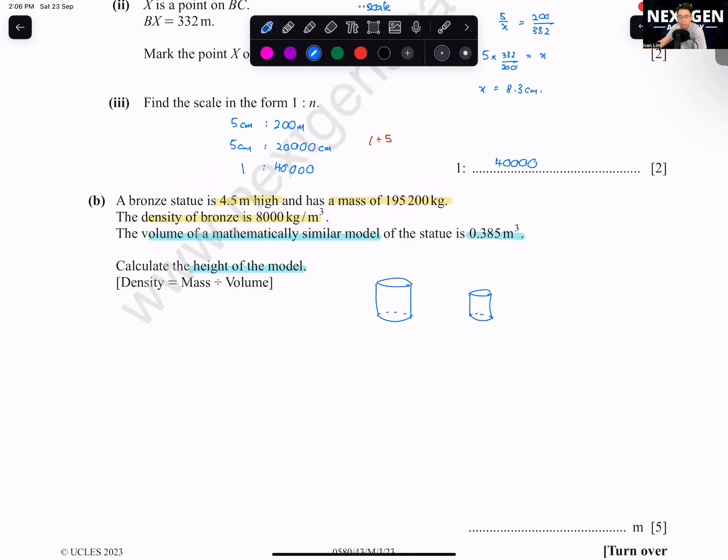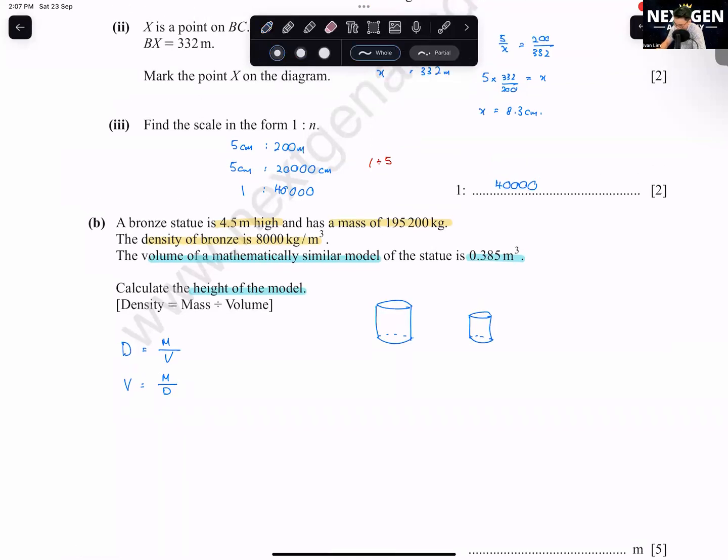Formula is density equals mass over volume. That is given to you also. So we want to calculate what's the volume first. Volume is mass over density. Oops, you are right. Sorry, the previous question is 4,000. Teacher put extra 10. Sorry, 1 to 4,000.